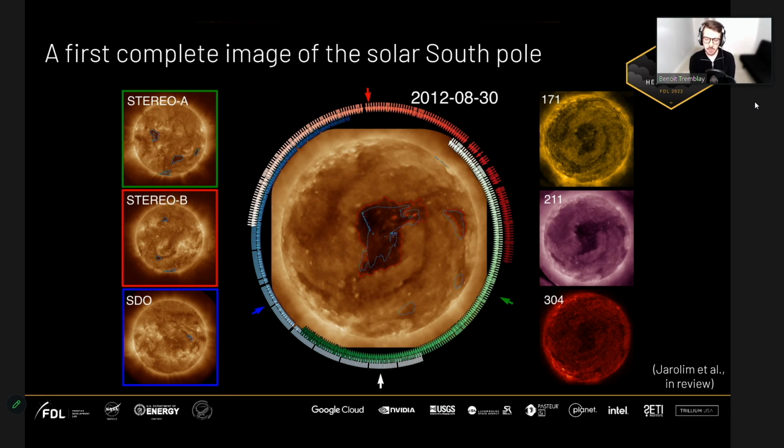For example, as shown by the blue dashed line, which is a reprojection of the coronal boundaries that we would detect in the images on the left. So this is really relevant for long-term study of the evolution of the sun and to improve our understanding of the polar coronal regions.